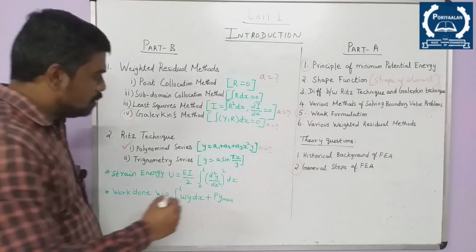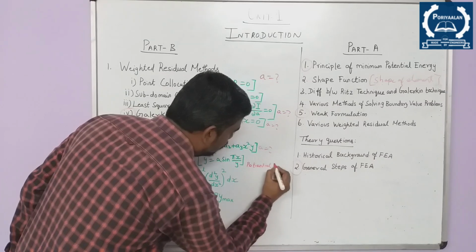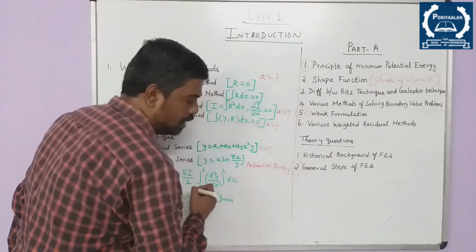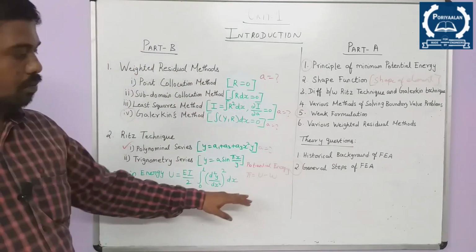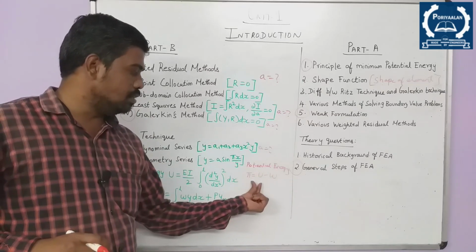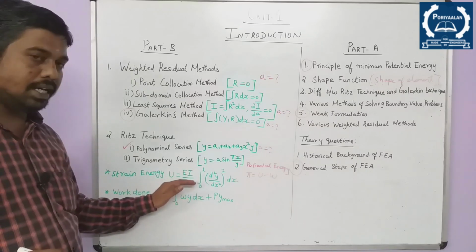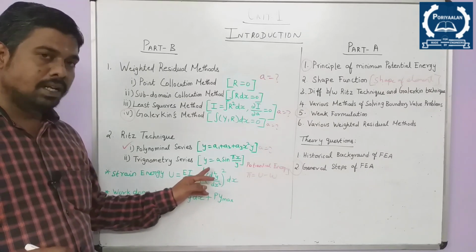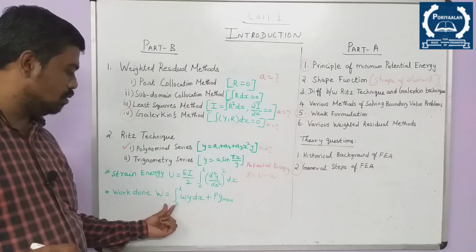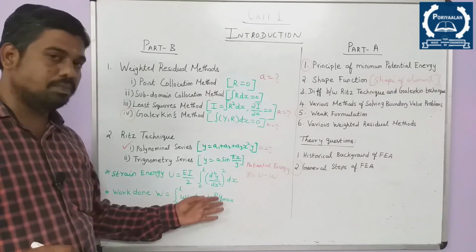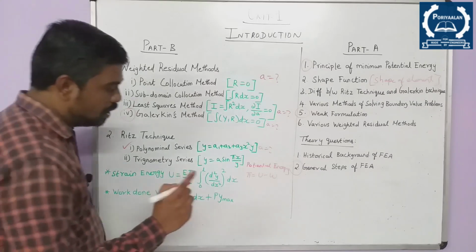Another formula in the Ritz techniques is the potential energy. The potential energy formula is pi is equal to U minus W. Before starting the problem, you have to write the potential energy equation, pi is equal to U minus W. Here U is the strain energy, U is equal to EI divided by 2 times the integral from 0 to L of the whole square of d square y by dx square, into dx. Next, the work done: W is equal to the integral from 0 to L of W y dx plus P y max.